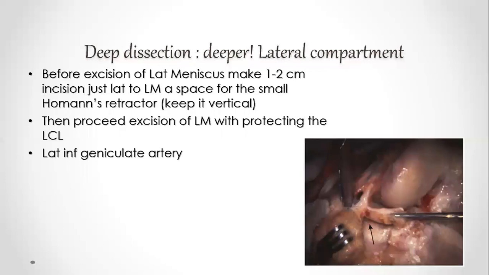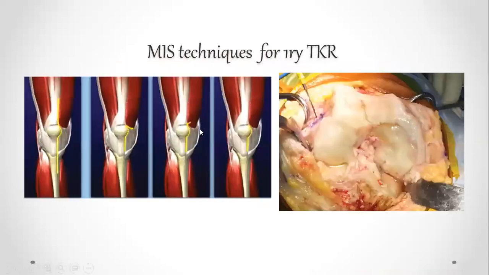Use only 2 fingers in order to protect both the patellar tendon and the LCL. Otherwise, if you do force, there will be rupture of the extensor mechanism and or the LCL. So the MIS technique for the primary total knee arthroplasty is regarding that.